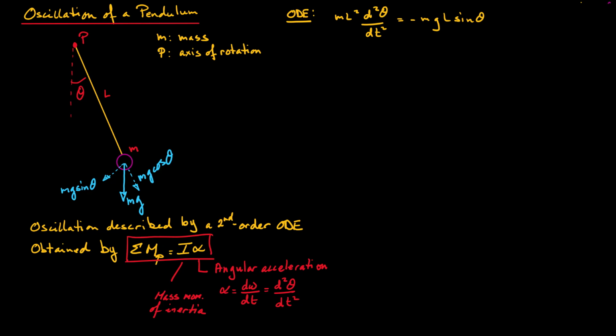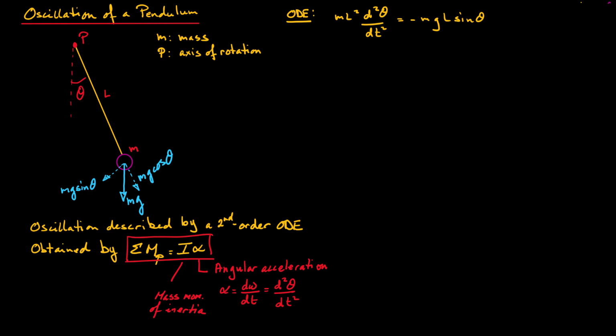In this video, we're going to look at a simple application of second-order linear homogeneous ODEs with constant coefficients. This application is that of the oscillation of a pendulum. What we will note is that the oscillation, that is the angular displacement of the pendulum, is described by a second-order ODE.